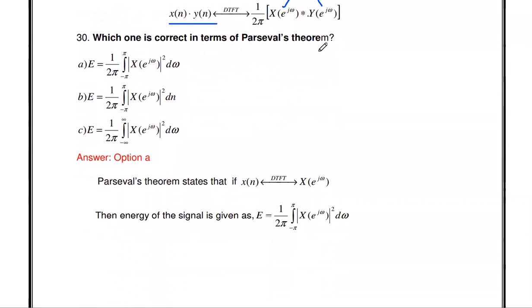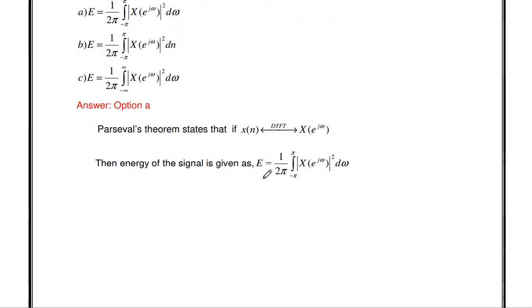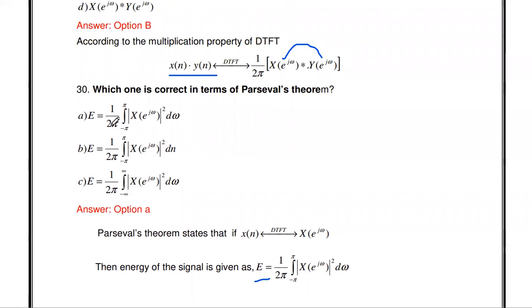Okay, then the next one is, which one is correct in terms of Parseval's theorem? Okay, so in the discrete time Fourier transform, if we want to find the energy of the discrete time signal, we have to use this Parseval theorem. So according to the Parseval theorem, the energy of the discrete signal is calculated by 1/2π integration over -π to π of |X(e^(jω))|² dω. Okay, this is the formula. So here, which one is correct? You see, 1/2π, -π to π, |X(e^(jω))|² dω. Option A is the answer.